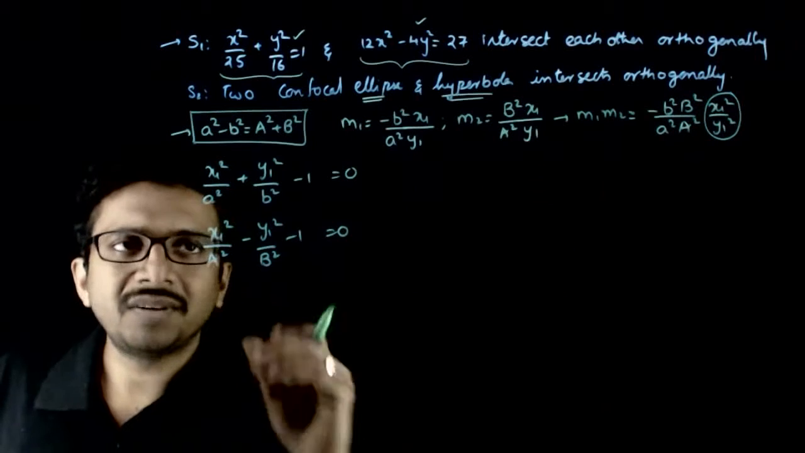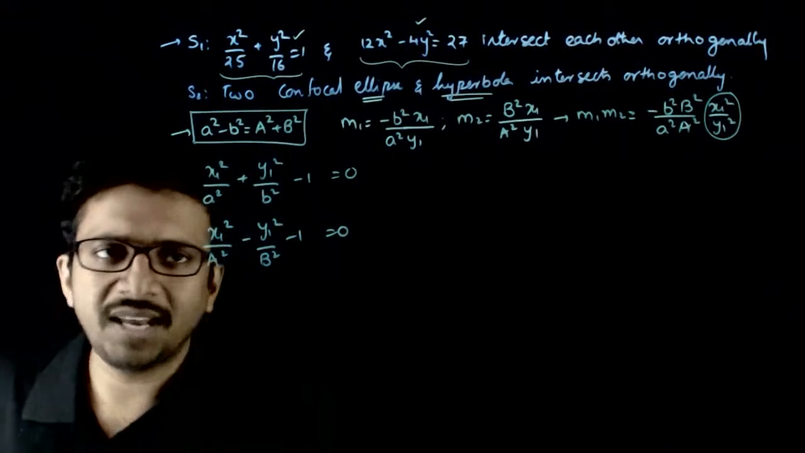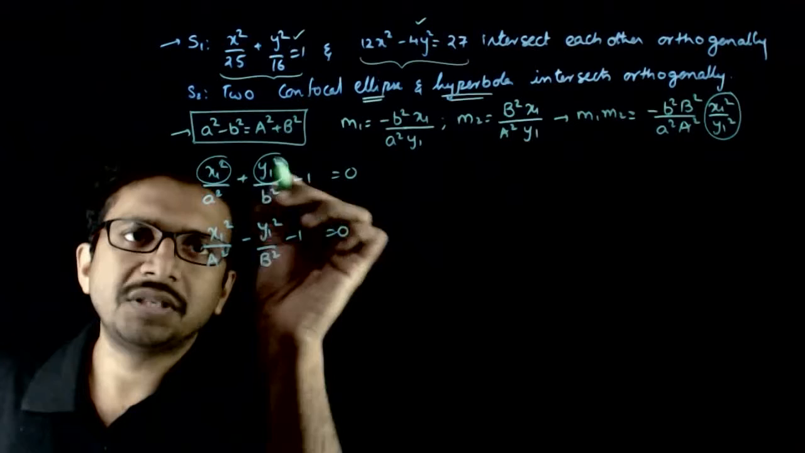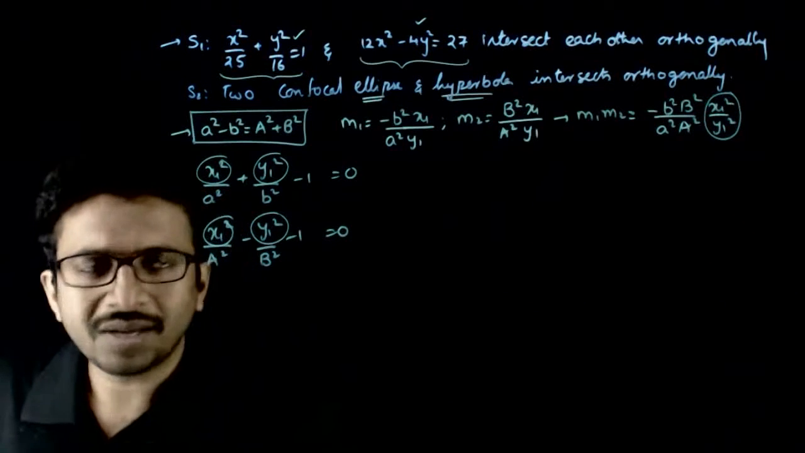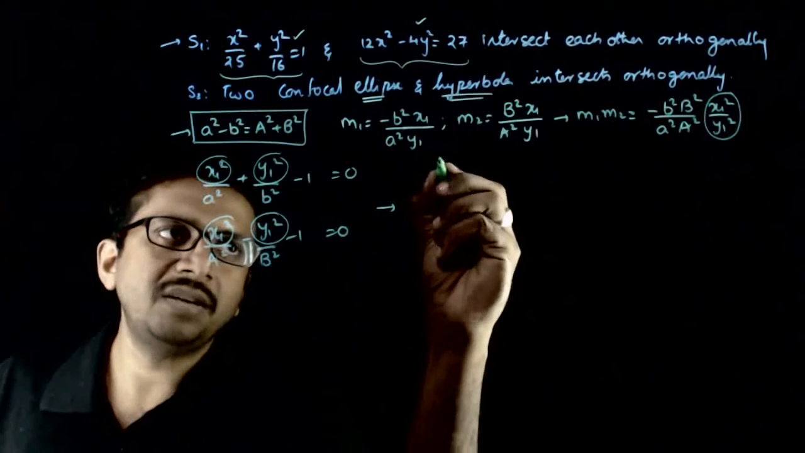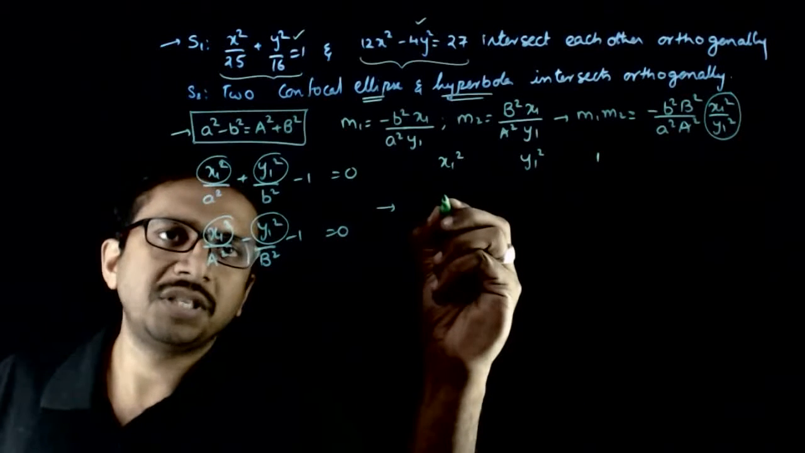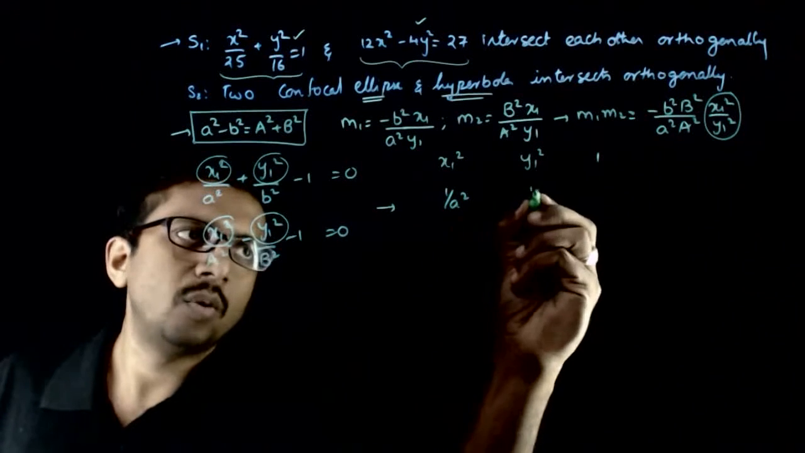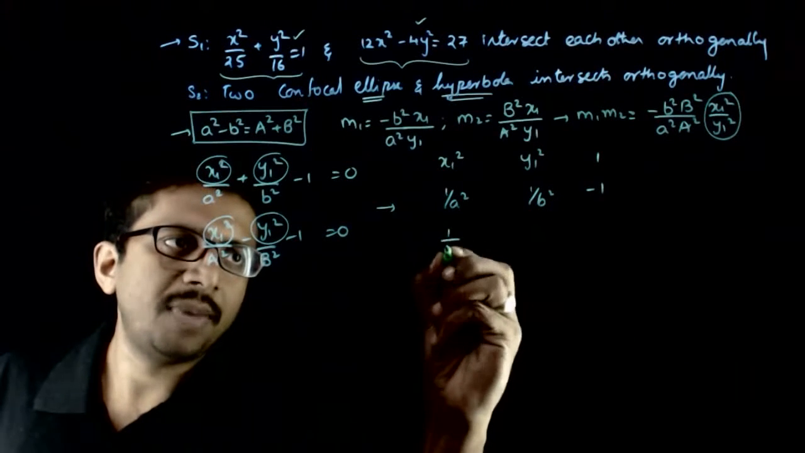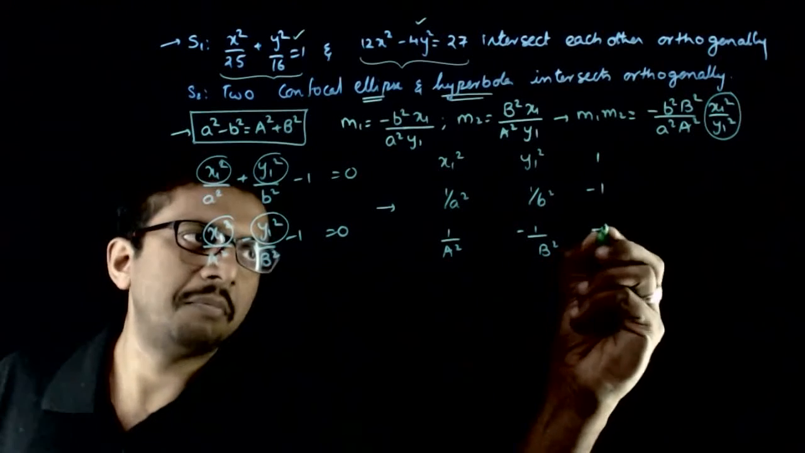So we know that x1 y1 is the point of intersection of the ellipse and the hyperbola. That means x1 y1 satisfies the ellipse and the hyperbola. Now if I can solve these equations for x1 square and y1 square, I can find the ratio of x1 square and y1 square. So let me use the cross multiplication method. X1 square, y1 square, 1. The coefficients are 1 by a square, 1 by b square, minus 1. And 1 by capital A square, minus 1 by capital B square, minus 1.